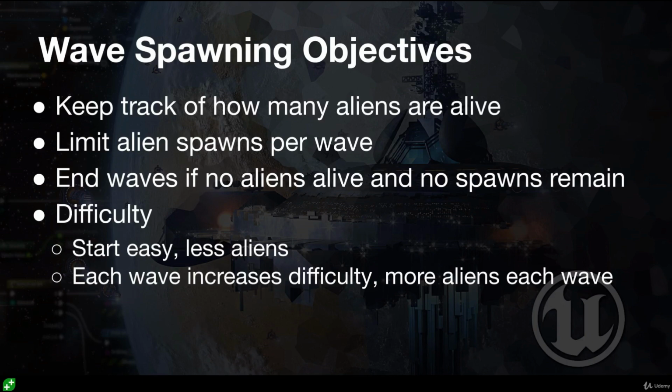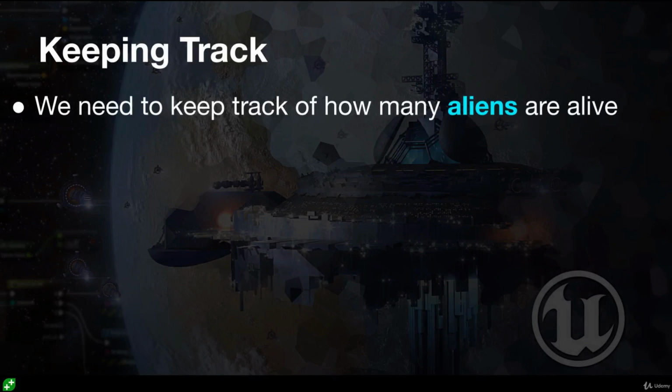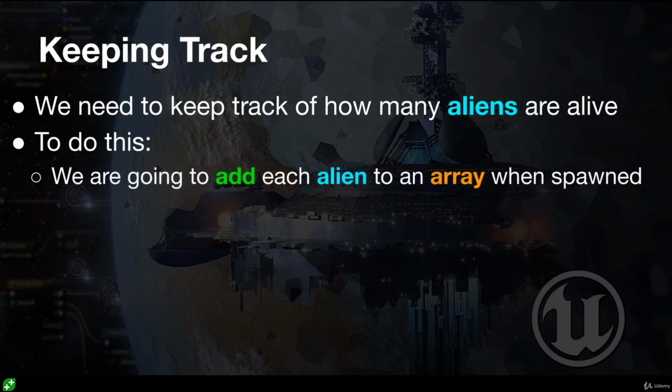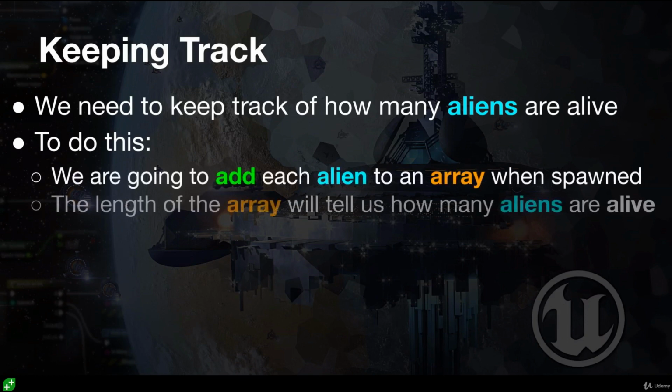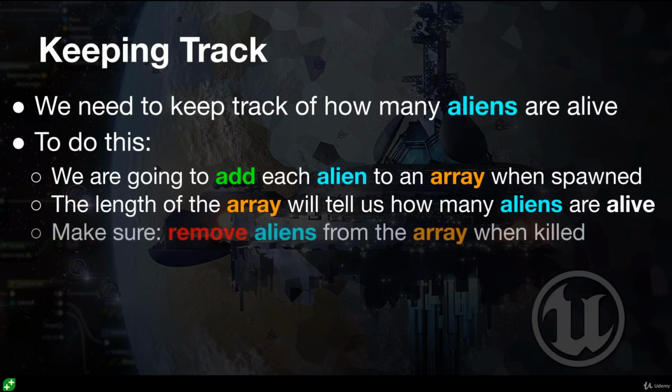So let's start with our first objective of keeping track of how many aliens are alive. To do this, we're going to add each alien to an array when they are spawned. The length of the array will be able to tell us how many aliens are currently alive in the level. But we need to make sure that we remove the aliens from the array when they are killed.